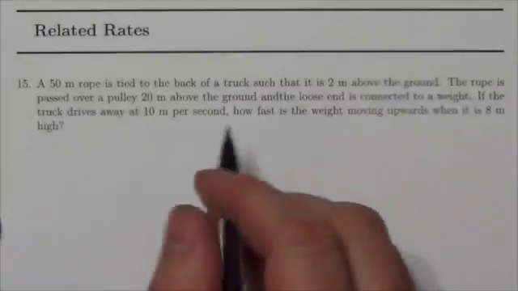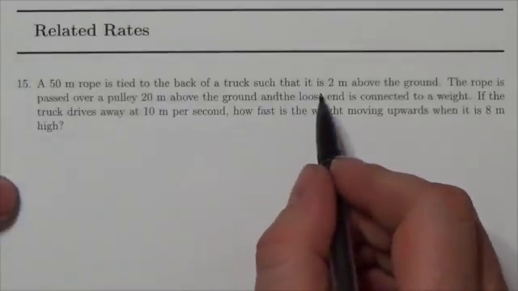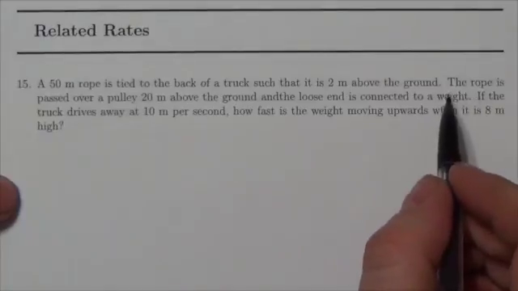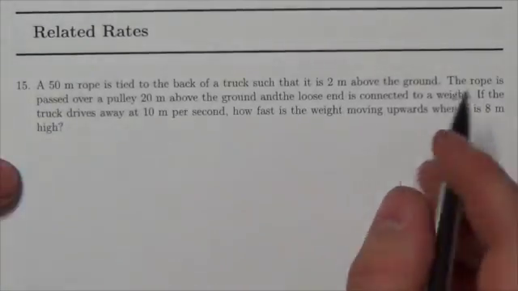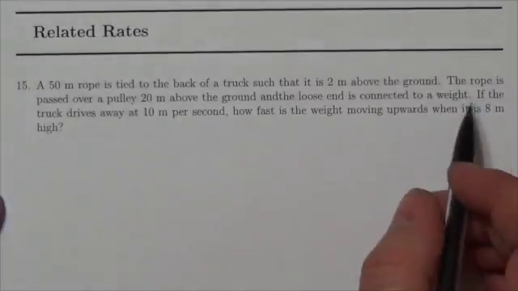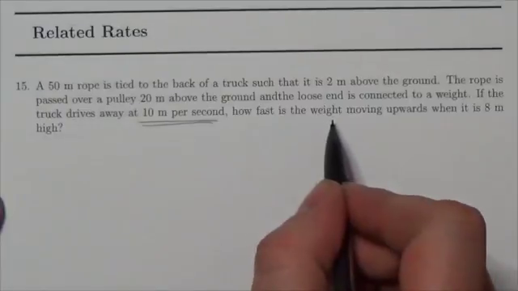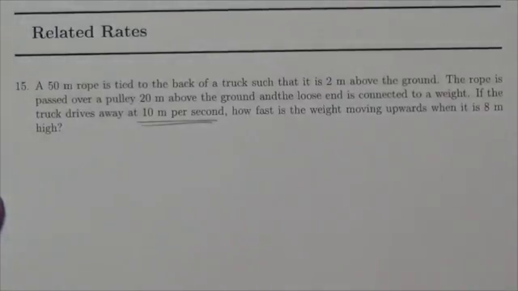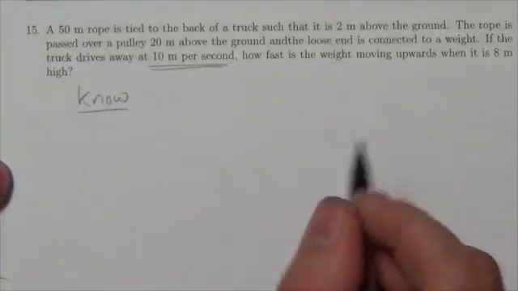So in this related rates problem, we read that a 50-meter rope is tied to the back of a truck such that it is 2 meters above the ground. So that's the point where it anchors to the truck there. The rope is passed over a pulley 20 meters above the ground, and the loose end is connected to a weight of some sort. If the truck drives away at 10 meters per second, how fast is the weight moving upwards when it is 8 meters high? Okay, so we've got to look at what we know here.